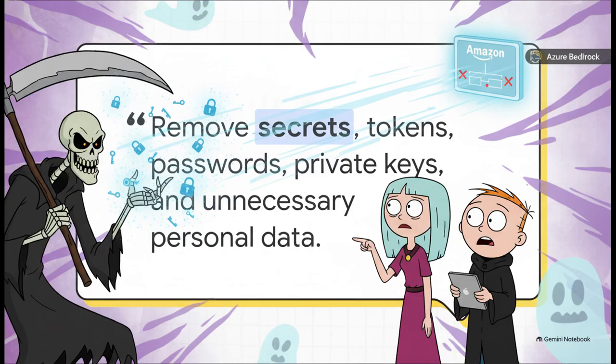But before that bundle goes anywhere, we have a vital step, redaction. You must scrub the evidence bundle of any sensitive secrets, tokens, passwords, private keys, or just unnecessary personal data. If it's not strictly needed to analyze network routing and permissions, it gets stripped out.